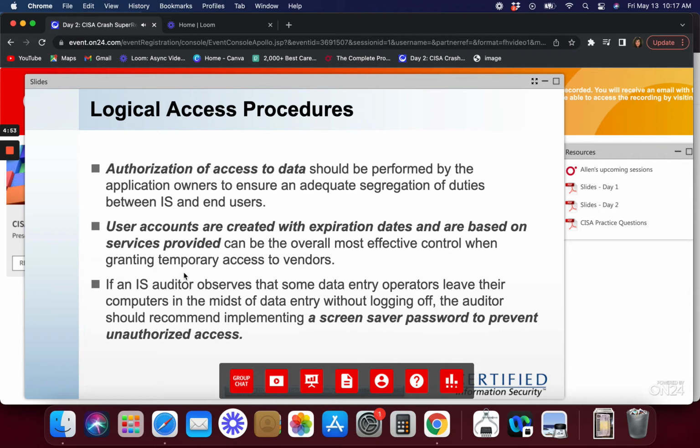Again, you'll know this by looking at your slides. So if somebody asks me, what should be performed by the application owners to ensure that adequate segregation of duties exists between IS and end users? You would be looking for the answer that said authorization of access to data should be performed.